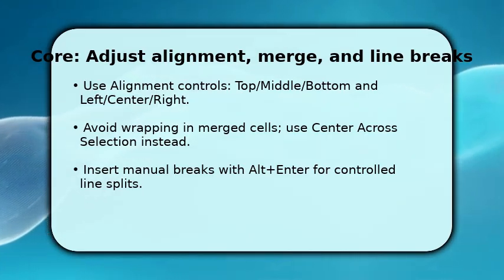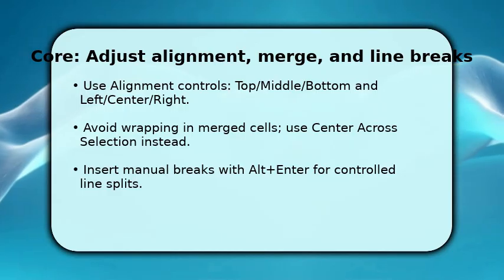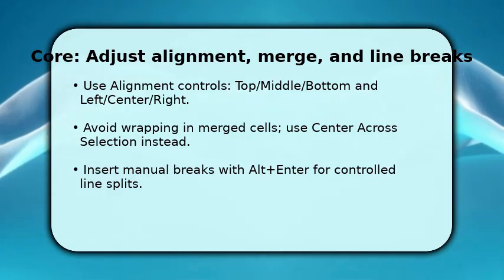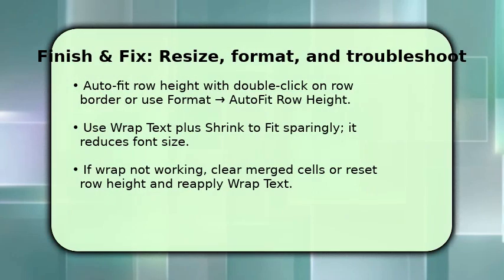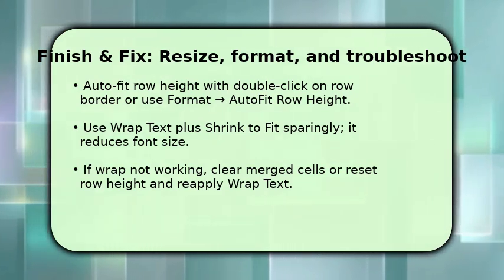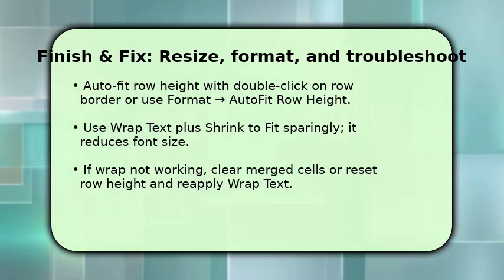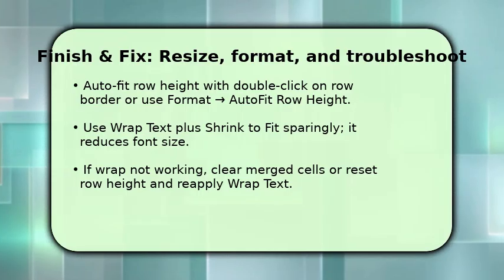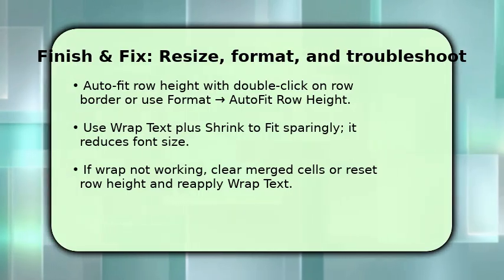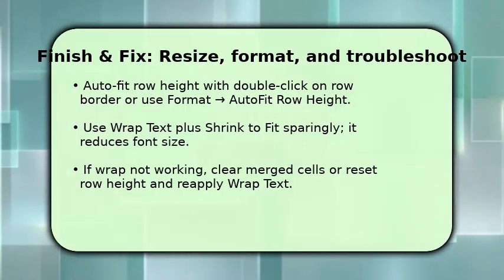For precise line breaks, place the cursor and press Alt+Enter to force a new line inside the cell. This gives you control over breaks and keeps data consistent for printing and filters. To finish, auto-fit row height by double-clicking the row border, or choose Format, then AutoFit Row Height, so wrap text is fully visible. Apply font and cell padding settings to improve readability, but be careful with shrink to fit because it reduces font size and defeats the purpose of readable wrapping.